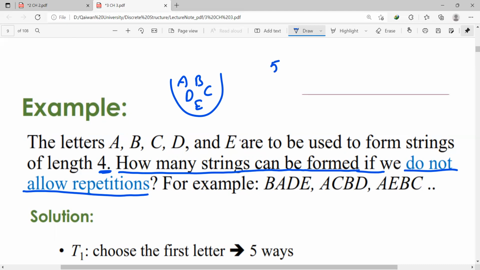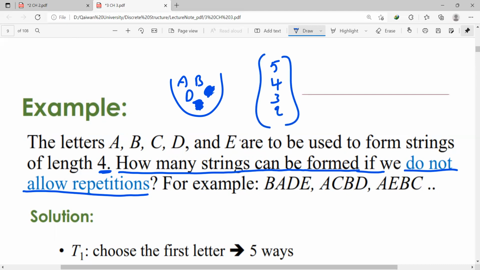After choosing the first letter, 1 letter is reduced. Let's say C is reduced. So now, how many letters do we have? 4. So the second letter, we choose from 4. The third letter, let's say we choose this one, we have 3. And the fourth one is 2.